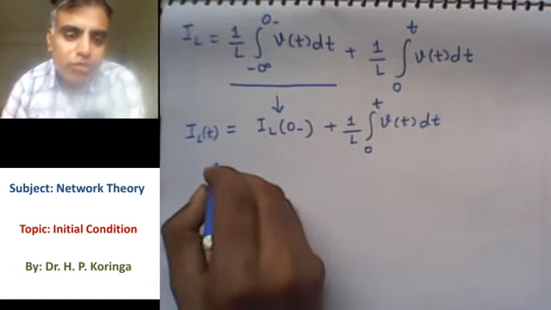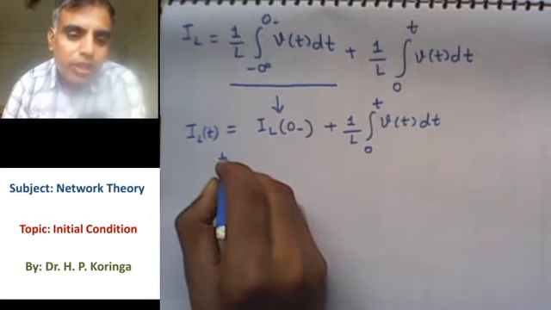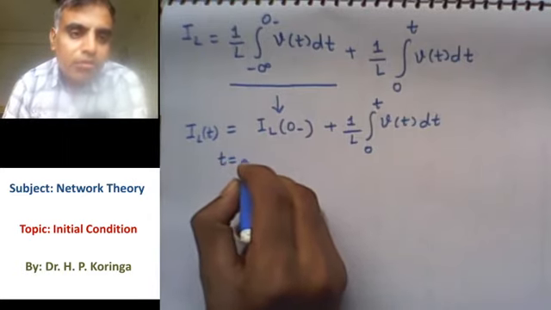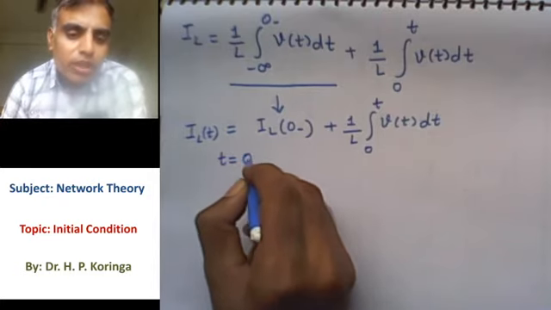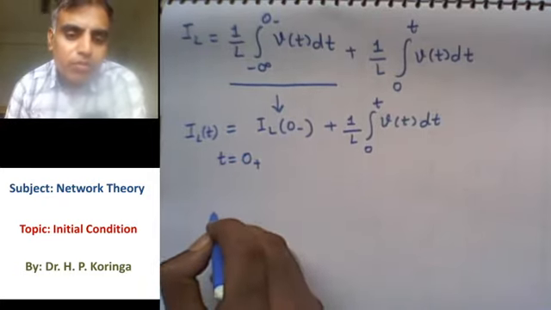Now our interest is to find the current passing through the inductor at the after-switching first moment. That means we want to find the current passing through the inductor at t equal to 0 plus.